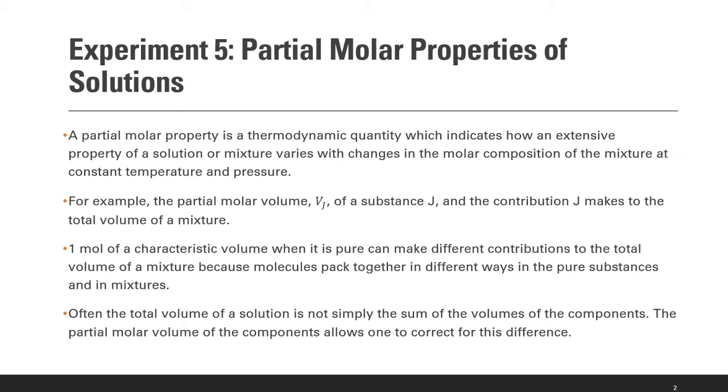So this partial molar volume, Vj for example, of a substance J, is the contribution J makes to the total volume of a mixture. One mole of a characteristic volume, when it is pure, can make different contributions to the total volume of a mixture due to molecular packing, so it will be different when it is in its individual pure state or when it is in a mixture.